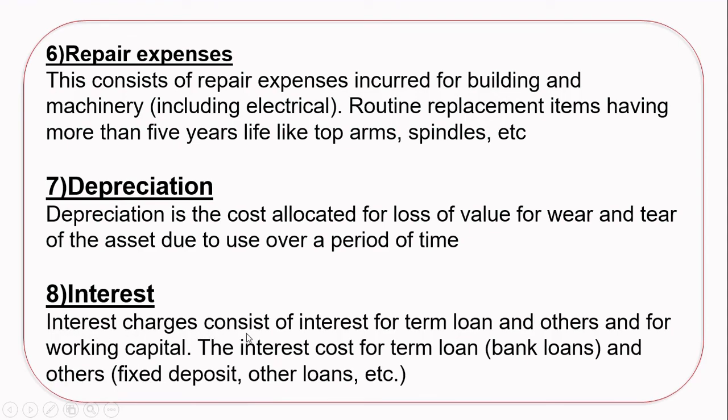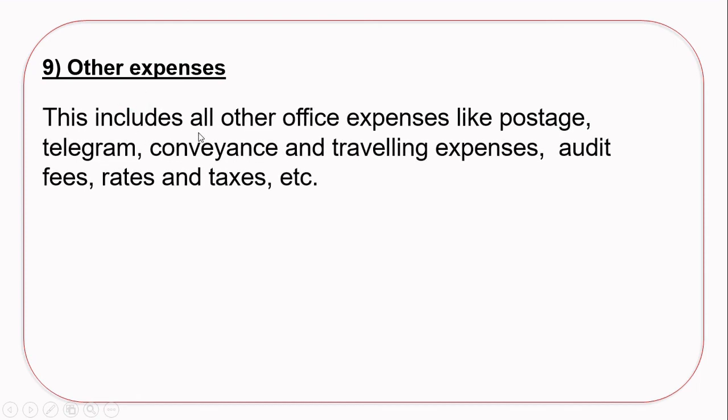Interest charges consist of interest for term loan and others and for working capital. The interest cost is for term loan or bank loan and others, fixed deposit, other loans, etc. Next one is other expenses. This includes all other office expenses like postage, telegram, conveyance and travelling expenses, audit fees, rates and taxes, etc. Now, the yarn cost is equal to raw material cost plus conversion cost.